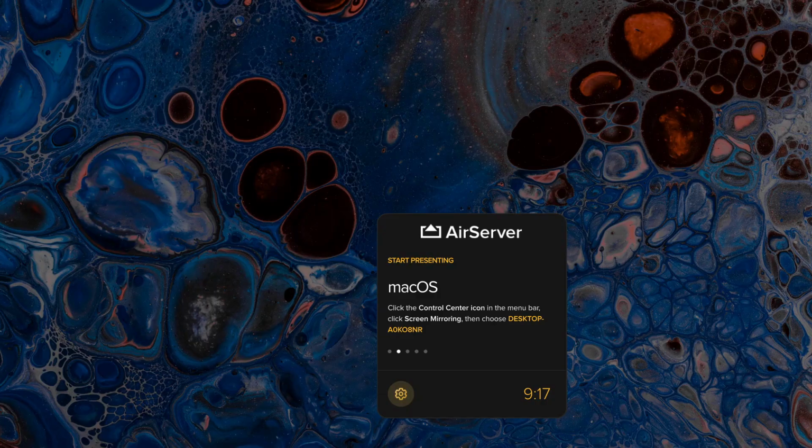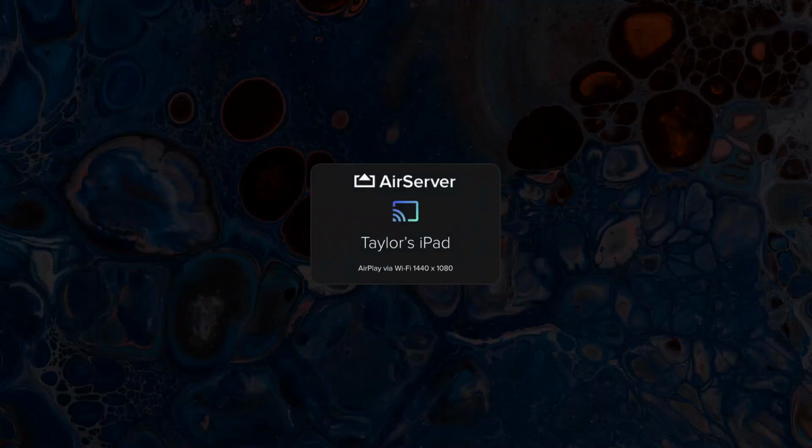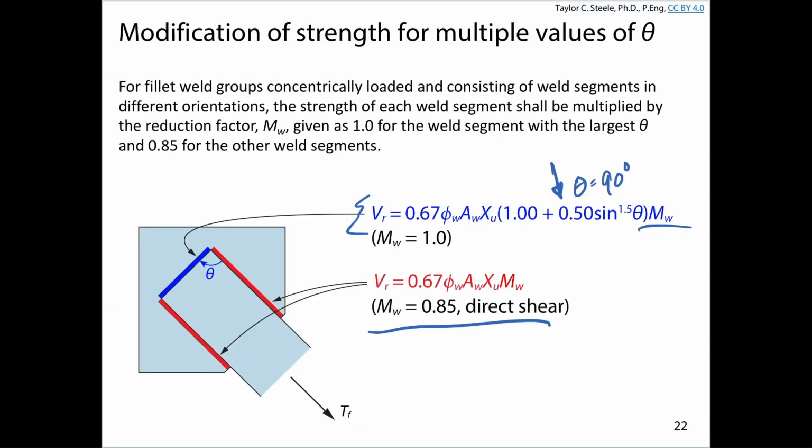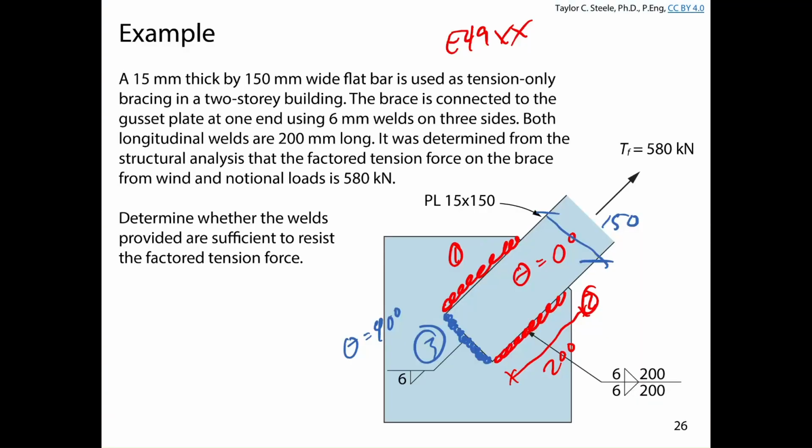We have to multiply one of those by 0.85. Does anyone remember which of those we need to multiply by 0.85? So it's not the 210. The other one, right? We need to multiply the welds that had the smallest angle by a factor of 0.85 when we're combining these together.